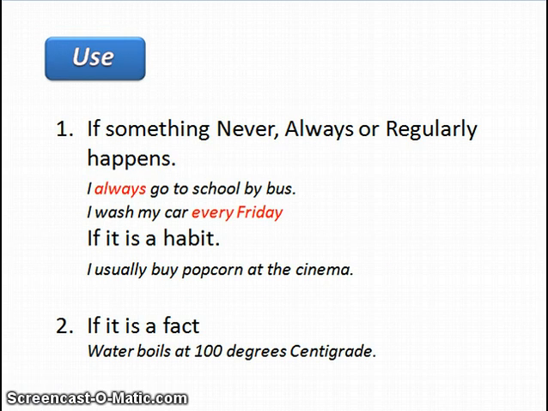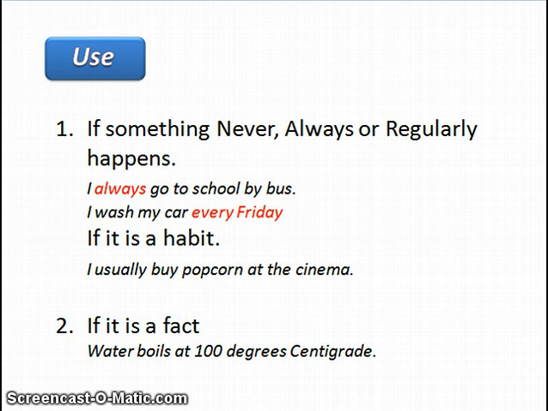We will now discuss the use of the present simple. A tense tells us something about the time in which something happens. In the case of the present simple, we use it when we do something regularly or if it is a habit. The words never and always are also included in this regularity. So I always go to school by bus, and I never go to school by bus.